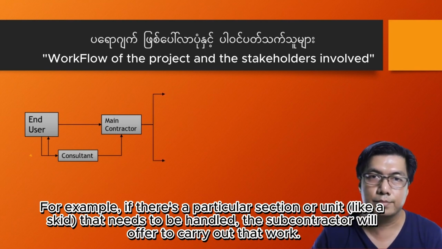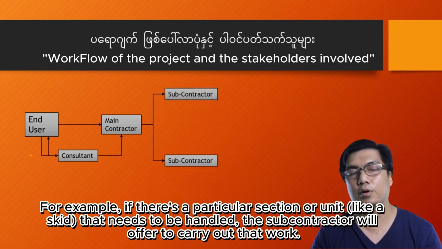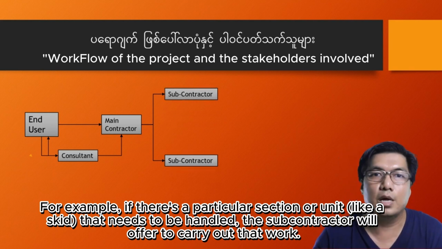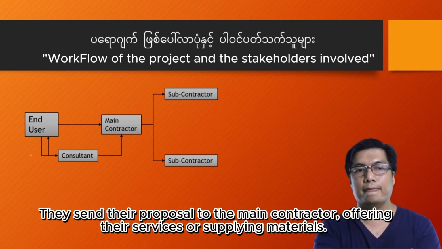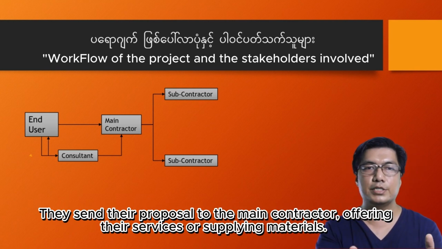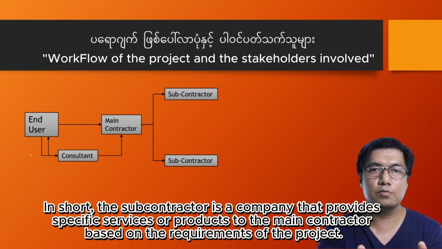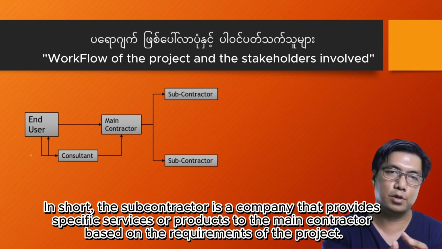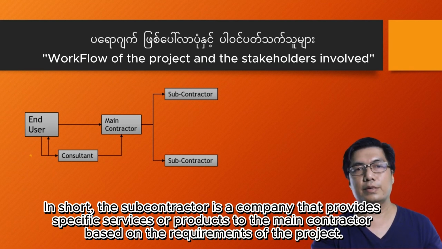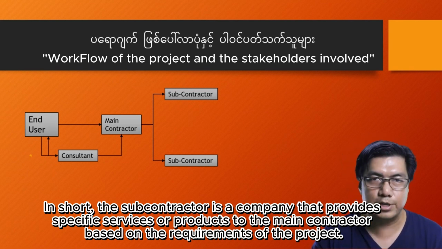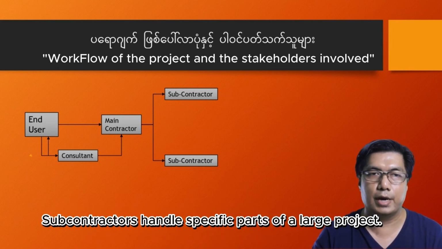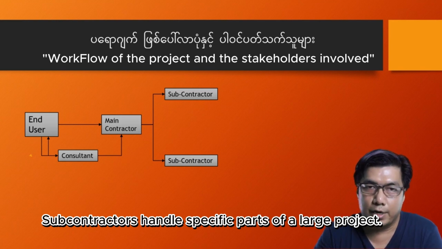For example, if there's a particular section or unit like a skid that needs to be handled, the subcontractor will offer to carry out that work. They send their proposal to the main contractor, offering their services or supplying materials. In short, the subcontractor is a company that provides specific services or products to the main contractor based on the requirements of the project. Subcontractors handle specific parts of a large project.